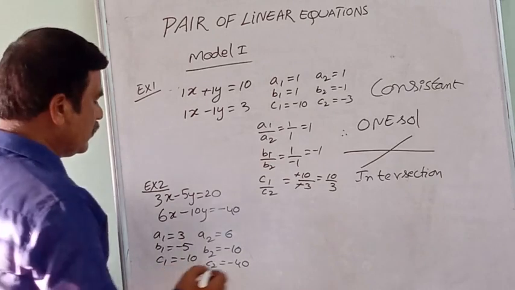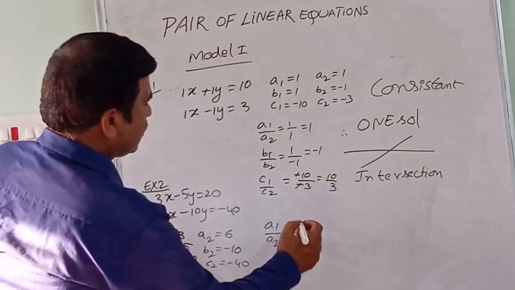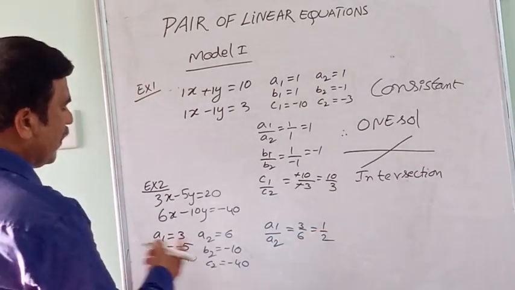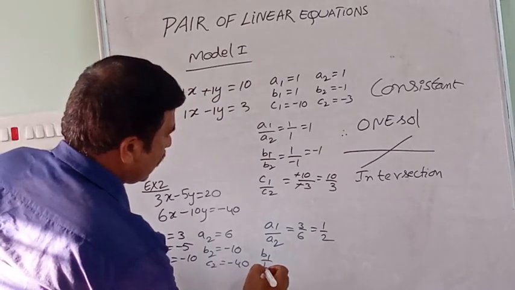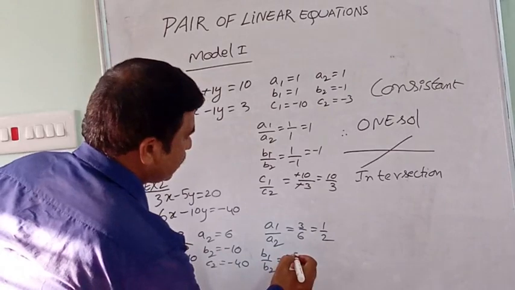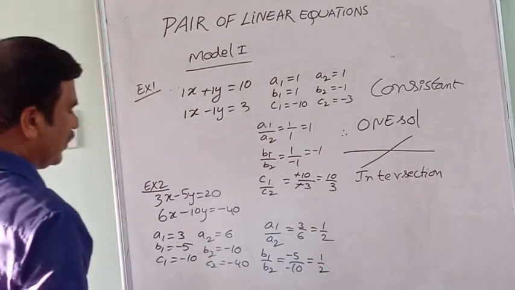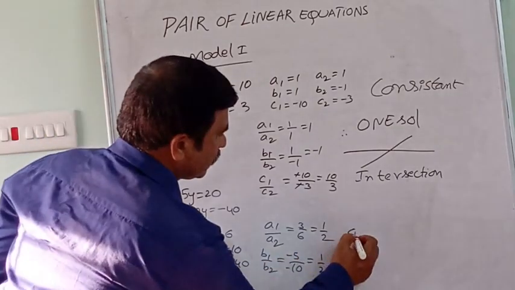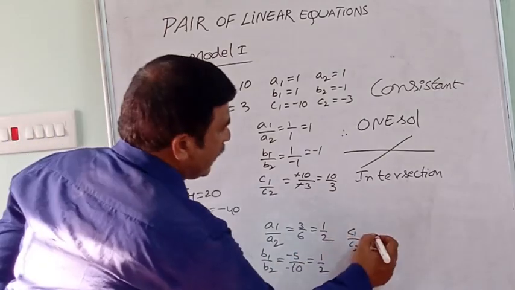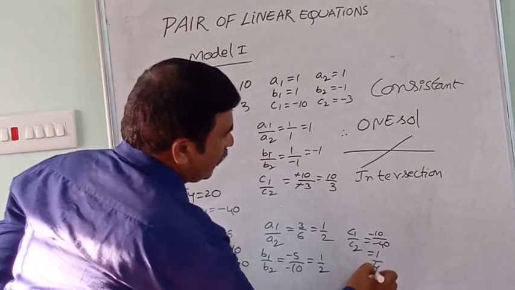Now write the values. a1 by a2, how much? 3 by 6, that is equal to 1 by 2. b1 by b2, how much? Minus 5 by minus 10, that is 1 by 2 only. c1 by c2 is minus 20 by minus 40, how much? 1 by 2.